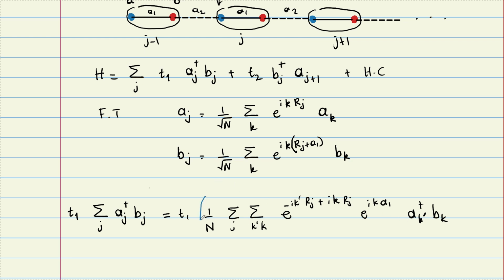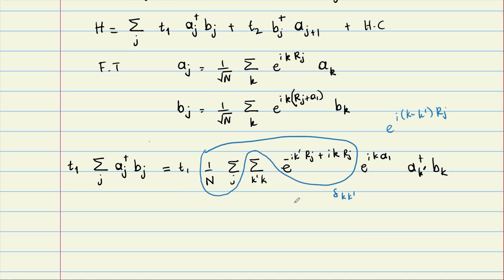And so let me try to see. There is 1 over n. There is sum over j, and this is going to be e to the I k minus k prime Rj, and Rj runs over all unit cells. This is going to be delta k prime k. And when I see delta function, that's good for us. We write this as sum over k T1 e to the I k A1 A k dagger B k. So that's the first piece.